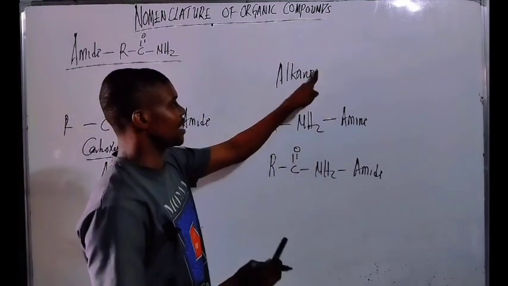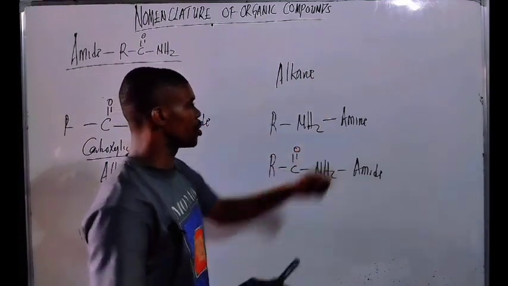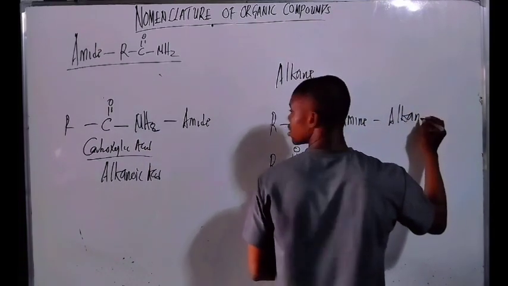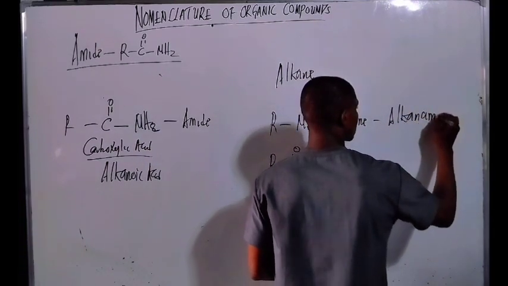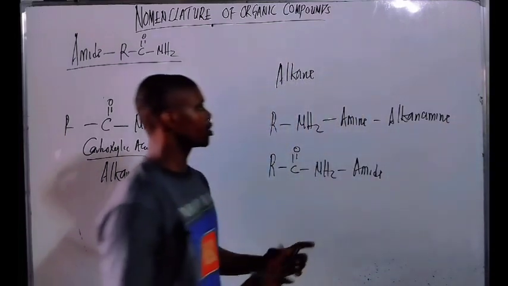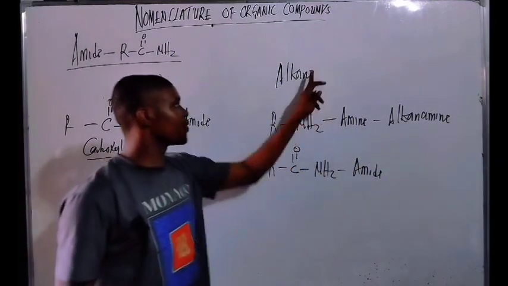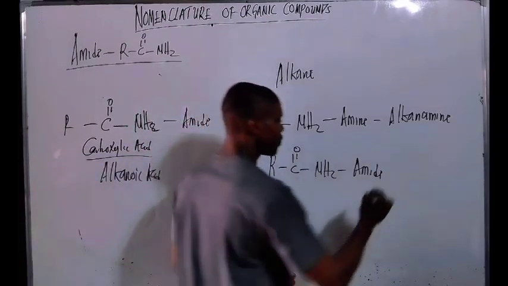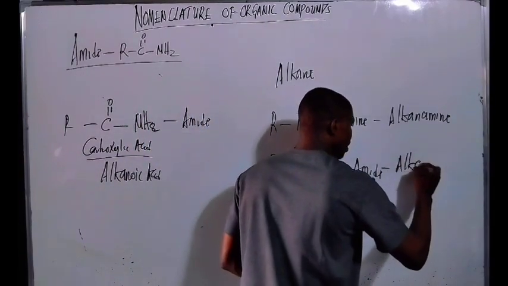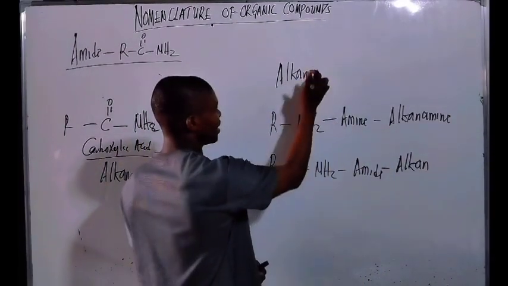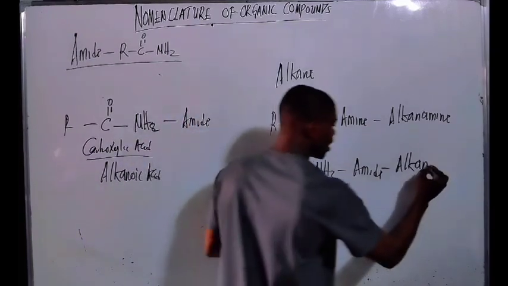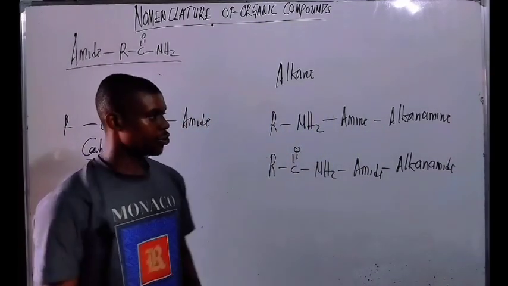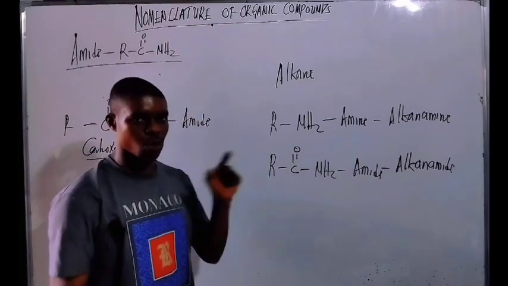Now, if you remove the E and play with amides, you're going to get alkanamide. If you remove the E and play with amine, it is called alkanamine. So instead of putting the E here, you play with amides. Alkanamides. You need to differentiate the two of them.